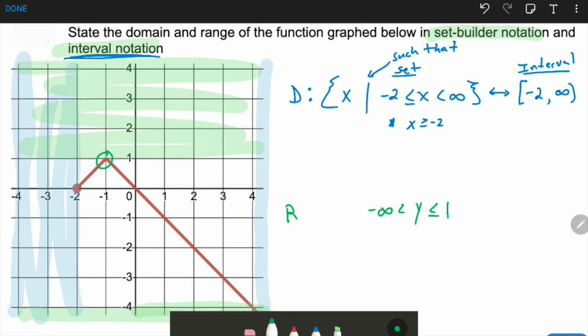Now to change it into the correct format, we have our y such that y is between negative infinity and 1. Again, you can get rid of the infinity and write the inequality as y less than or equal to 1. And as far as interval notation goes, our two key numbers or bounds are negative infinity and 1. Negative infinity can never be included. And since we have the less than or equal to sign with the 1, we're going to have a square bracket.